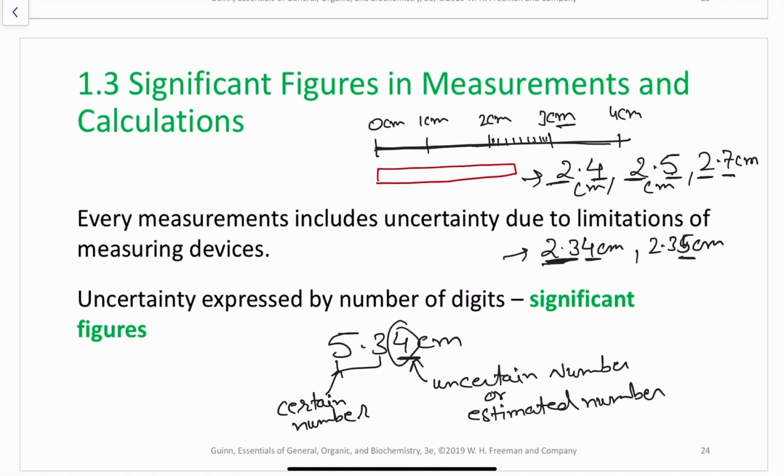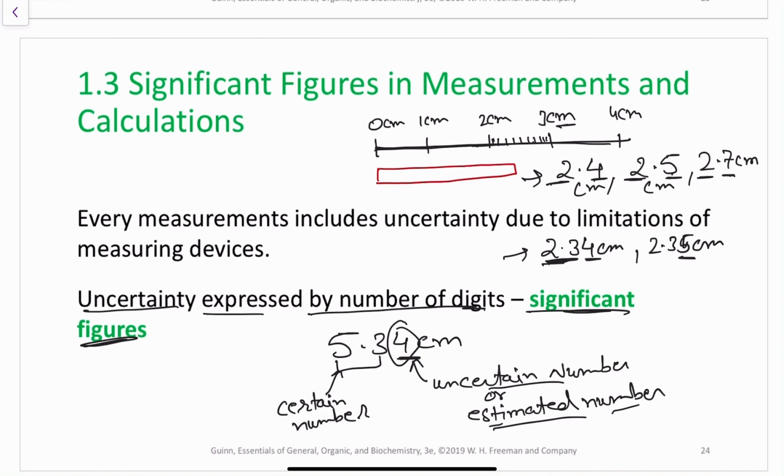So we can say that uncertainty is expressed by the number of digits as significant figures. A significant figure in a measurement always has some certain numbers, and the last number is always an uncertain, estimated number. All of this depends on the type of measuring device used to take a measurement, and it determines the number of significant figures that can be reported.